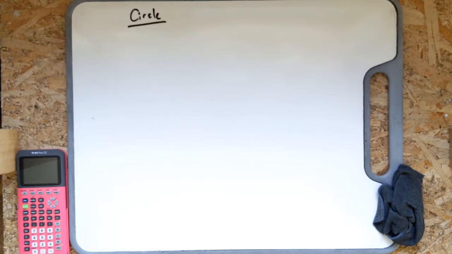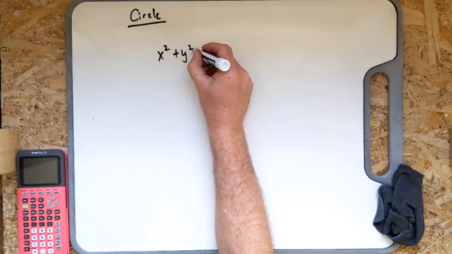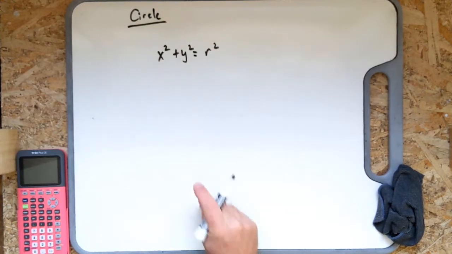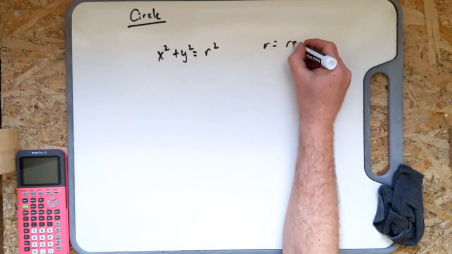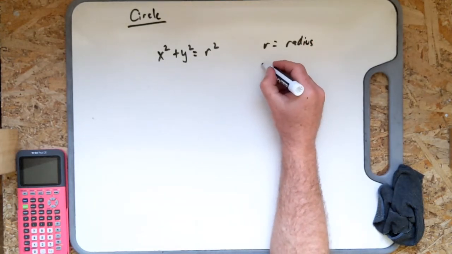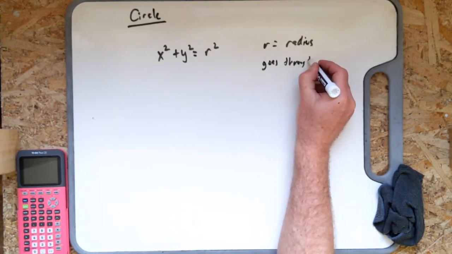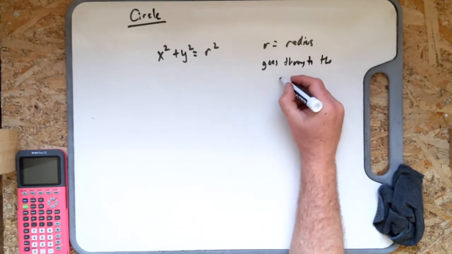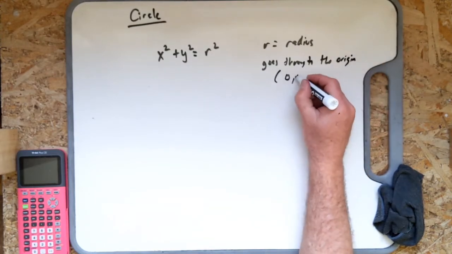So the circle, I'm going to write an equation first of the circle. Use x squared plus y squared equals r squared, where x and y are points on the coordinate plane, and r is the radius. This is an equation of a circle that goes through the origin. I'll give you the more general one in a moment. Through the origin, or 0, 0.